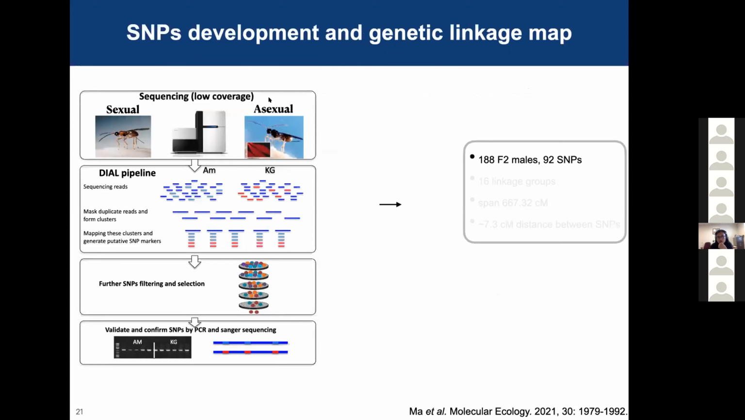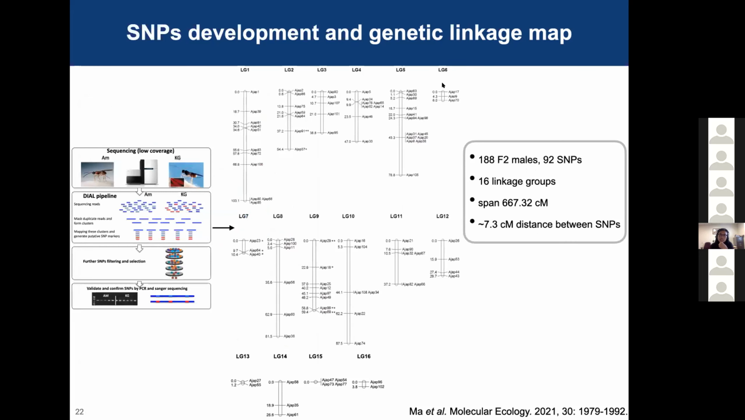I will skip the details of the pipeline, but briefly, we have low coverage short-read Illumina sequencing for both sexual and asexual populations. Then we use a pipeline which doesn't require a reference genome. We go through a series of very stringent filtering steps and get a set of SNPs. We also validate them in the wet lab. So here is the number of SNPs we finally use for our linkage map.